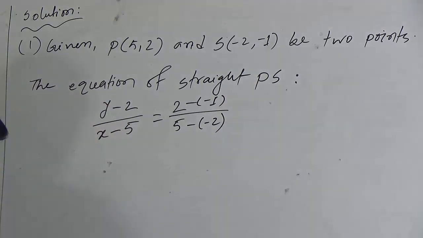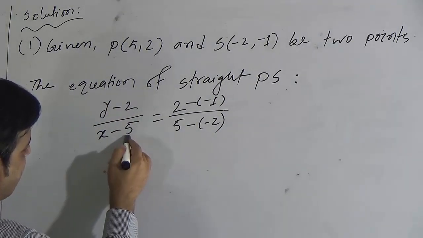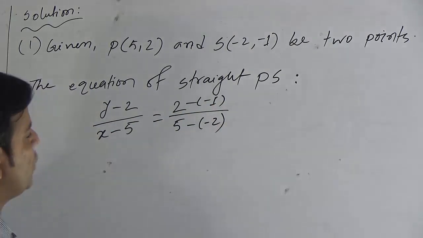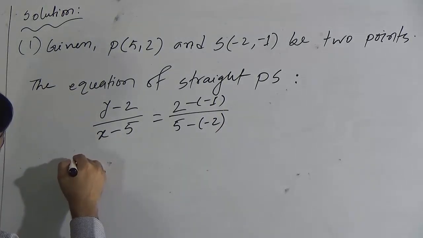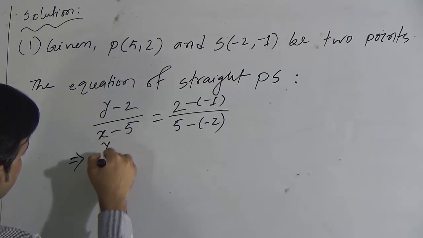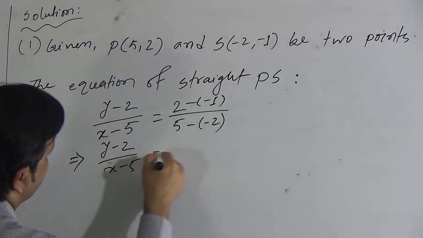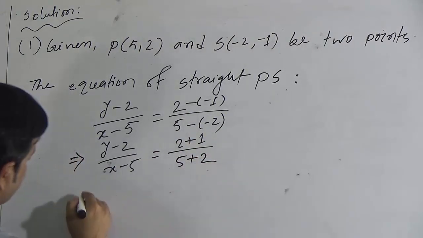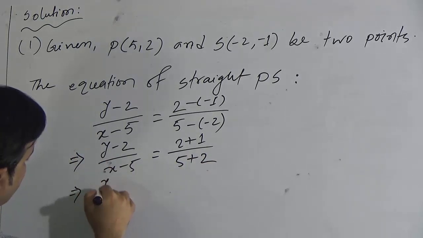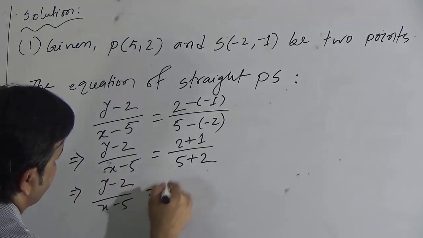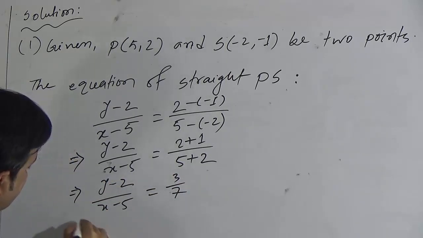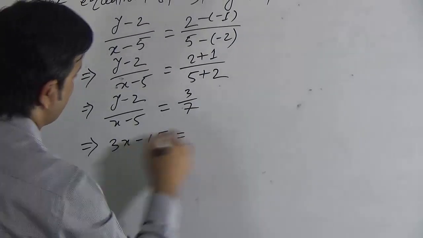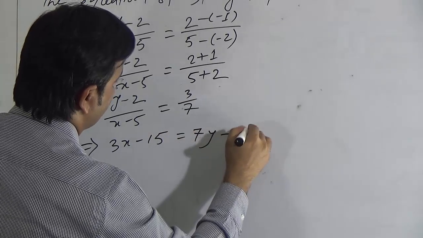So we can write here (y minus y1) by (x minus x1) is equal to (y1 minus y2) by (x1 minus x2). Applying the formula we will get the equation of straight line. That implies (y minus 2) by (x minus 5) is equal to, if we calculate, 2 plus 1 by 5 plus 2. So (y minus 2) by (x minus 5) is equal to 3 by 7. Now we can do the cross multiplication, that is 3x minus 15 is equal to 7y minus 14.